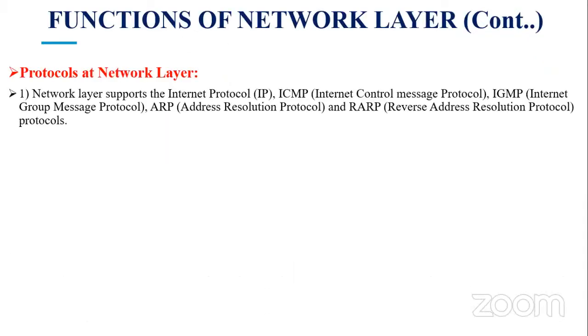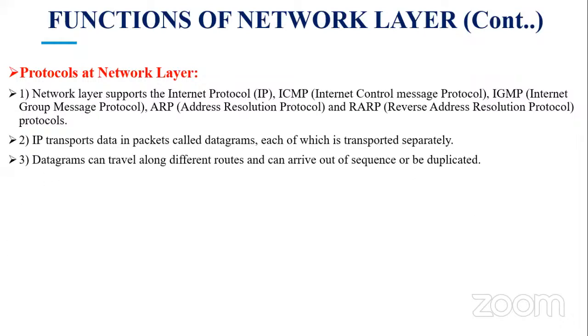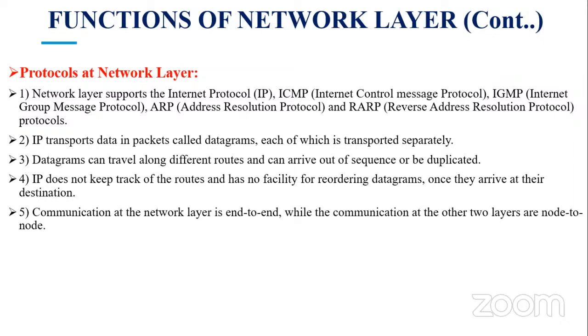Protocols in the network layer. The network layer protocols are the Internet Protocol, IP. Based on the IP only, the packet will be transmitted. Next, ICMP, Internet Control Message Protocol, Internet Group Message Protocol, Address Resolution Protocol and Reverse Address Resolution Protocol. These are the protocols used by the network layer. You may get a question like, explain the functions of the network layer, what it will do. This is about the protocols only.